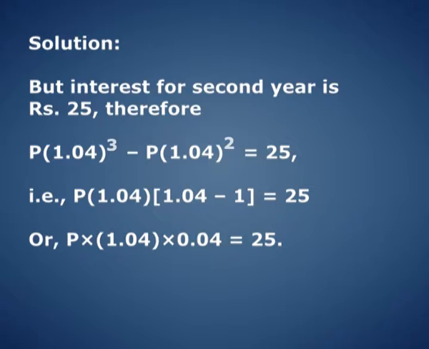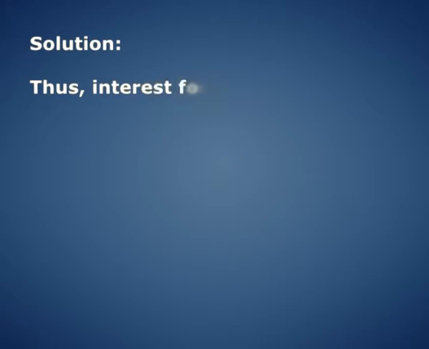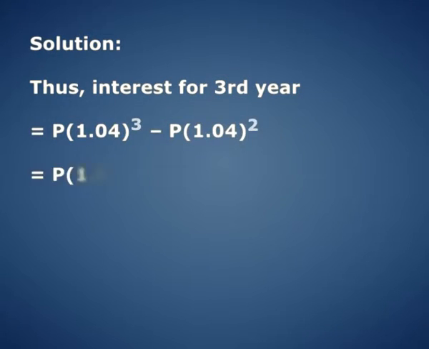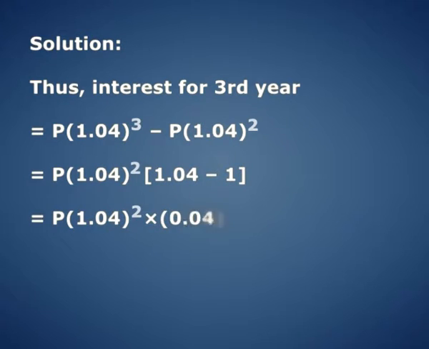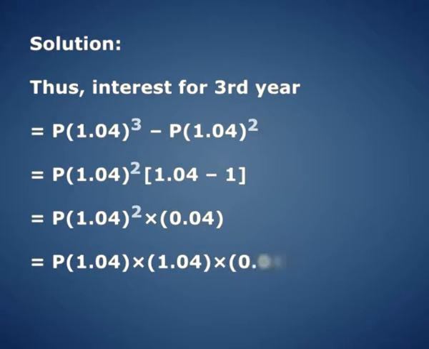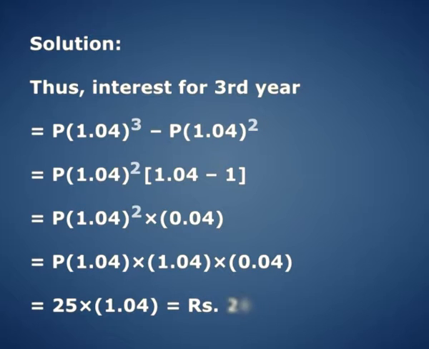equal to 25. Thus, the interest for the third year is equal to P times 1.04 cube minus P times 1.04 square. So that is equal to P times 1.04 square multiplied by (1.04 minus 1). That is equal to P times 1.04 square into 0.04. So that is equal to P times 1.04 into 1.04 into 0.04, which is equal to 25 into 1.04, which gives us rupees 26.